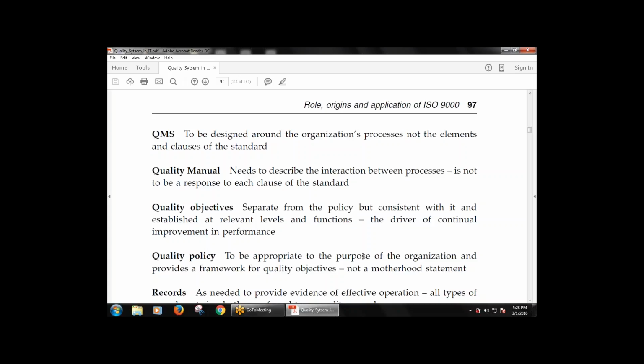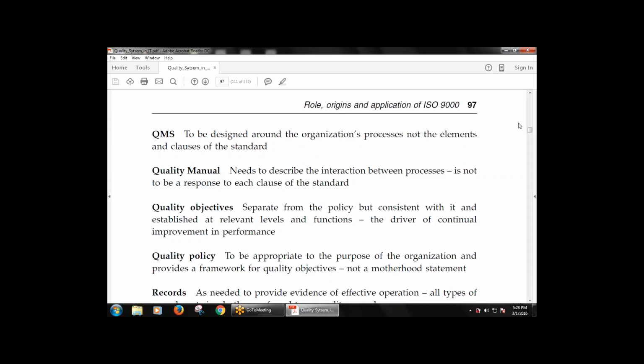Then quality objectives. They are separate from the policy but consistent with it, and established at relevant levels. What are the various relevant levels and functions where they are established? They are the driver of continual improvement in performance, so there will be a direct improvement in the processes defined for performance.